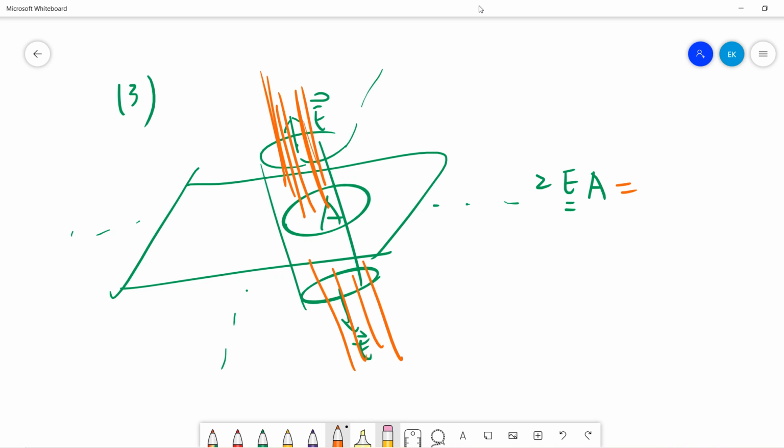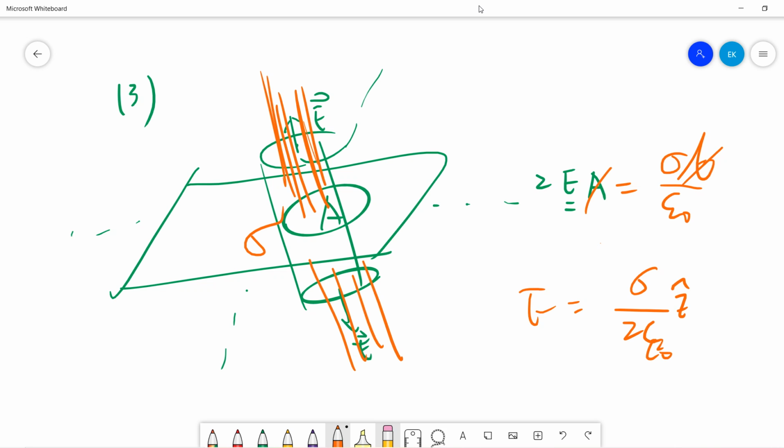So 2EA equals Q divided by epsilon naught. What is Q? Q is the charge density times the area A. If the density is lambda, you get lambda A. So E will be lambda divided by 2 epsilon. For the upper side it should be Z hat, and for the lower side it should be minus Z hat. Suppose this is the Z direction.